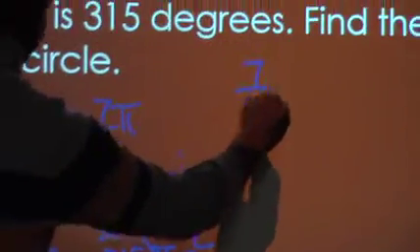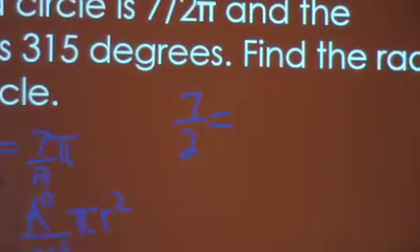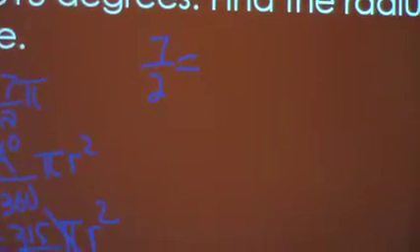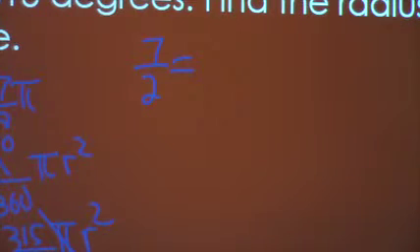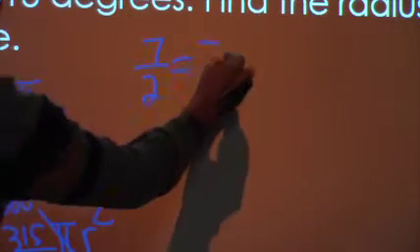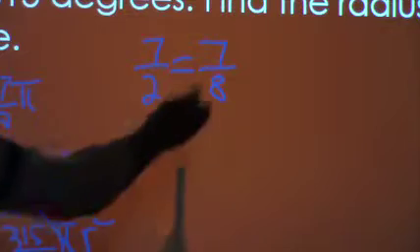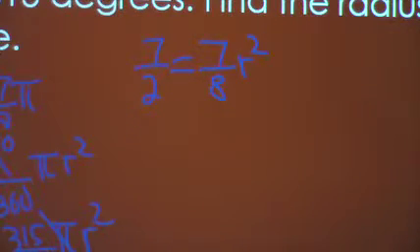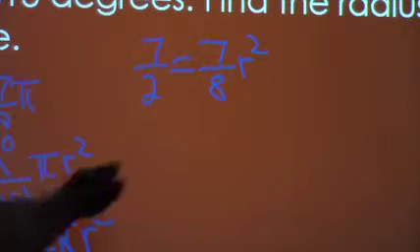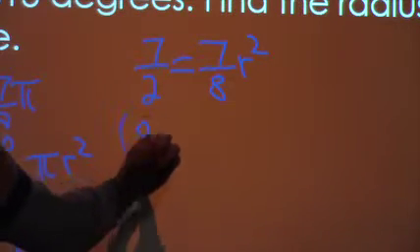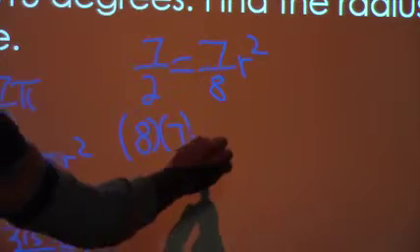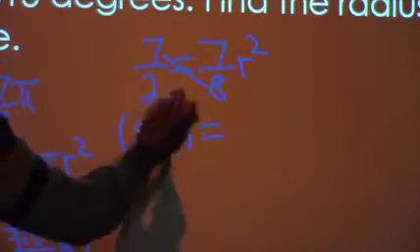So what we have here now is 7/2 is equal to, let's see what 315 divided by 360 is going to give us. 315 divided by 360, and that is going to give us 7/8. So I have 7/8 r squared. Well, we can cross multiply here. We also cancel the 7. Let's do this. Let's cross multiply. So I'm going to keep it like this. 8 times 7 equals, because I multiply here, and I'm going to multiply here.